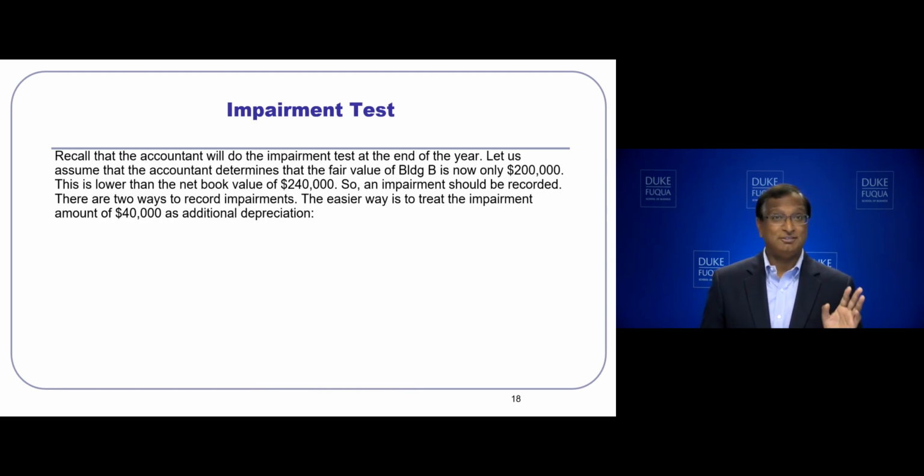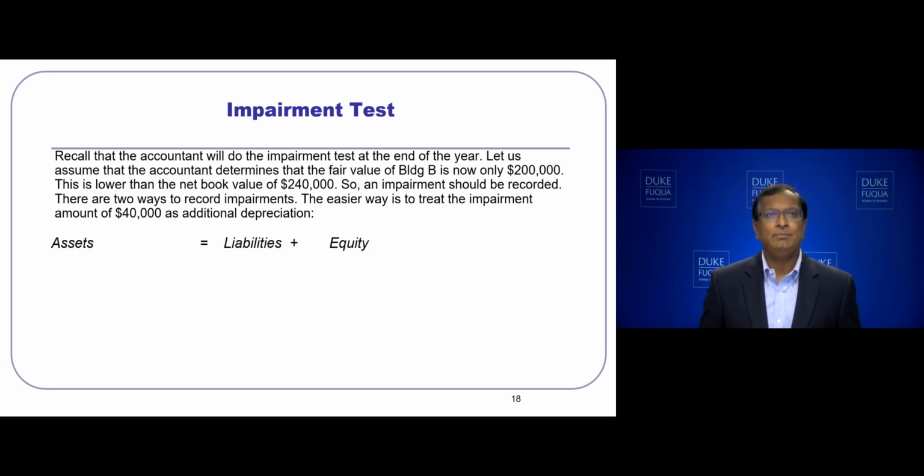Now let's not forget, the accountant will have to perform the impairment test. Now let's assume that the accountant determines that the fair value of building B is only $200,000, which means it is lower than the amount that is on the balance sheet, which is $240,000. So clearly an impairment should be recorded. And there are two ways to record the impairment. I'm going to suggest the easier way, to treat the impairment expense as an additional depreciation. So you treat it just like the depreciation expense.